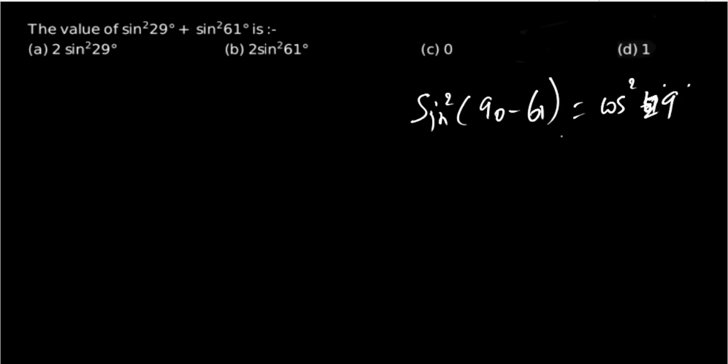So this will become sin square 29 degree plus cos square 29 degree. It will become 1. So the value of this will be 1.